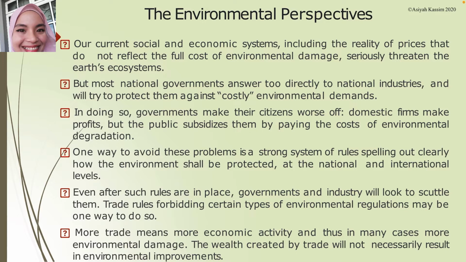So one way to avoid this problem is a strong system of rules spelling out clearly how the environment shall be protected at the national and also international level. Even after such rules are in place, the government and industry will look to scuttle them, with trade rules forbidding certain types of environmental regulations that may be required to do so.